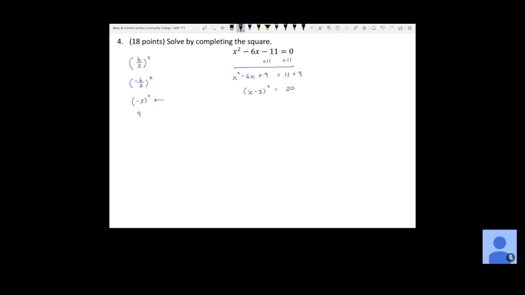All right. So then the next step is going to be to do what? Take the square root of both sides, right? So I'm going to square root this, square root over here. That's going to cancel out my square. So we're going to have x minus 3. And then what are we going to have on the right-hand side?